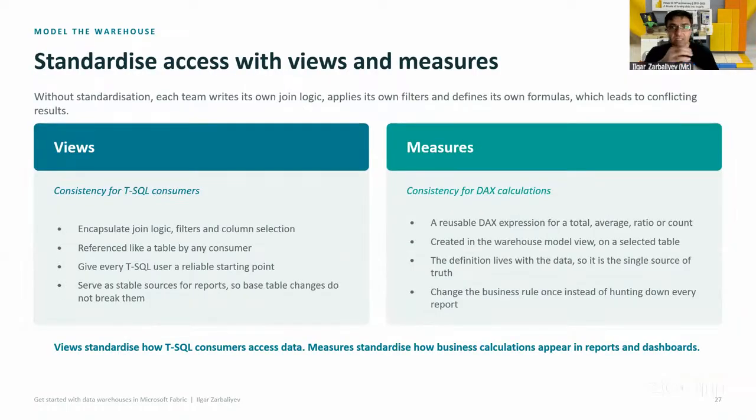Tables are clean, relationships are defined. The next step is giving consumers reliable, consistent ways to query and calculate. The problem we are solving is stated in the line at the top. Without standardization, each team writes its own join logic, applies its own filters, and defines its own formulas, which leads to conflicting results. Every one of you who has sat in a meeting where two departments presented different revenue numbers knows exactly what this costs.